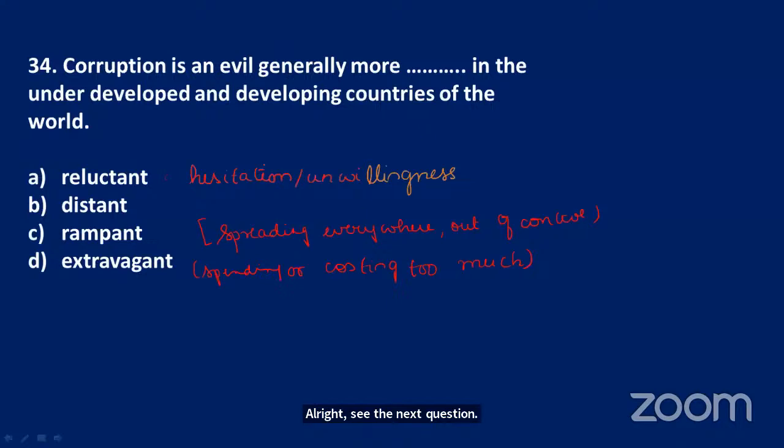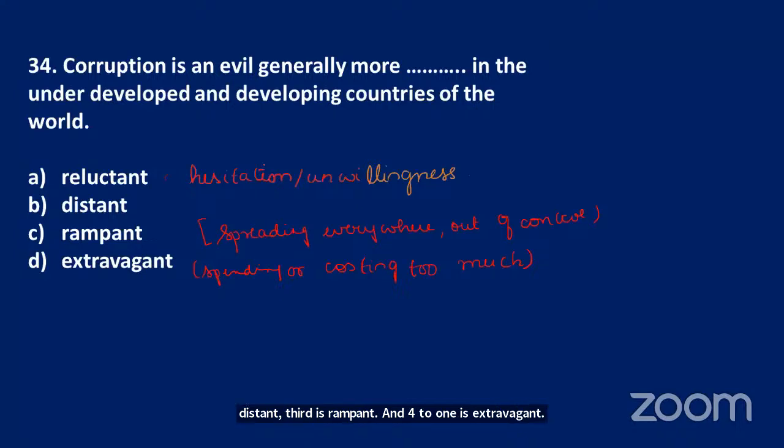Corruption is an evil, generally more dash in the underdeveloped and developing countries of the world. All right. So 4 options are given. 1 is reluctant, 2nd is distant, 3rd is rampant, and 4th one is extravagant. So I have just given the meaning for you to understand.